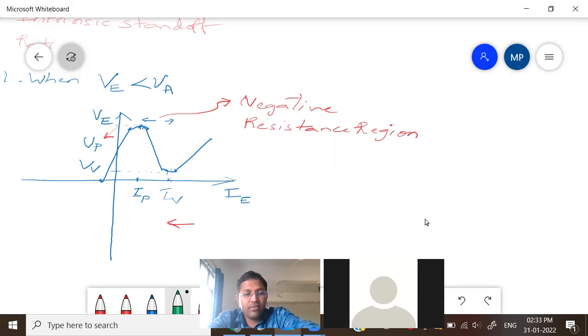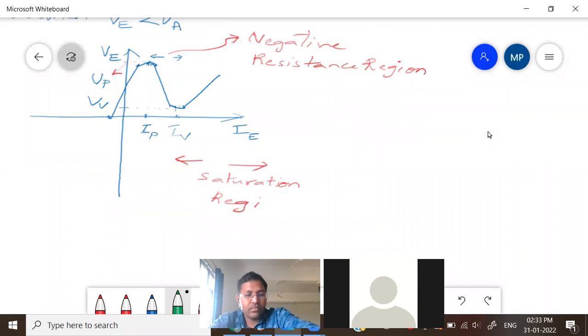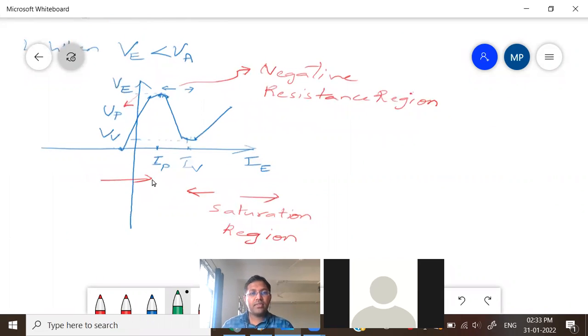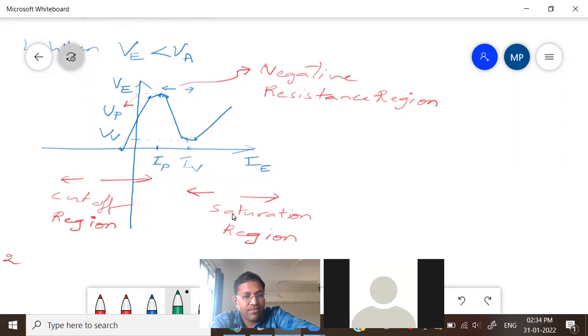After the valley point, you have the saturation region. Next, to the left of the peak point, what is the state of the device? The device is in cutoff because only leakage current is flowing. See here, the current is negligible, small current, although positive or negative. So the device is in the cutoff region.